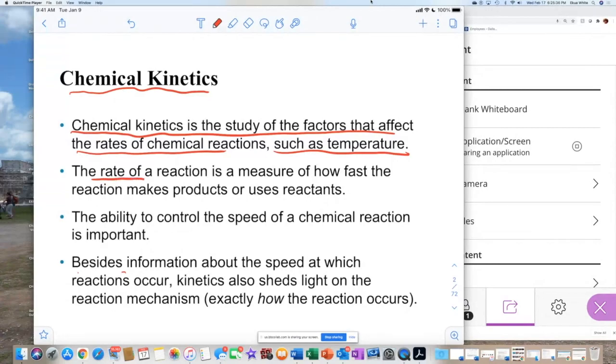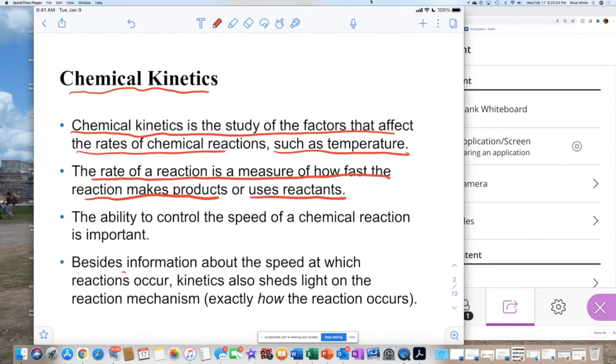Okay? When you go into the lab to do experiments, you can have this expectation, this hypothesis based on experience, that if you increase the concentration of the reactant, it will make the reaction go faster. The rate of the chemical reaction is a measure of how fast the reaction makes products or uses reactants. So we'll start this chapter by looking at both making products.